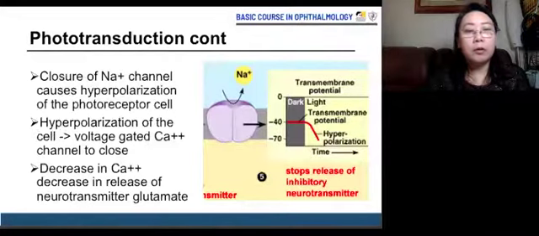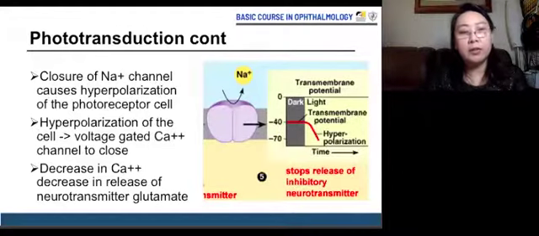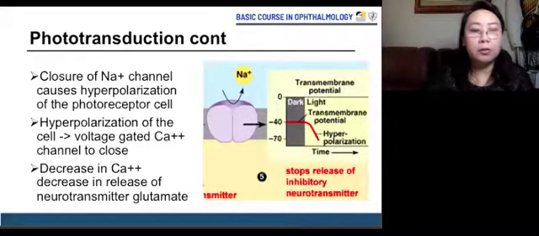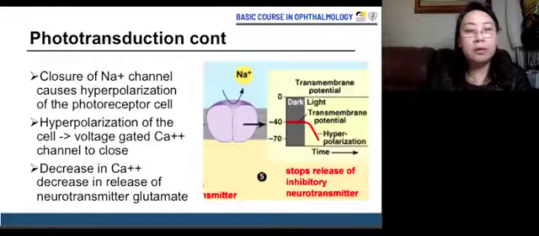With the ongoing outward non-gated potassium-selective channel across the cell membrane, this cell membrane becomes negatively charged. The now negatively charged cell membrane causes calcium channels to close, which leads to an inhibition of the release of the neurotransmitter glutamate.